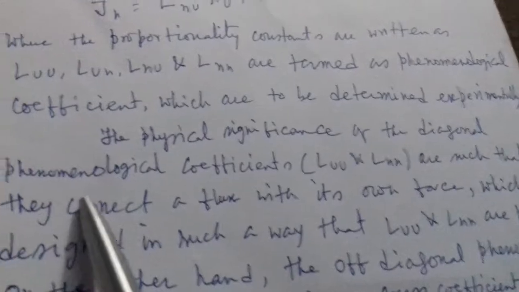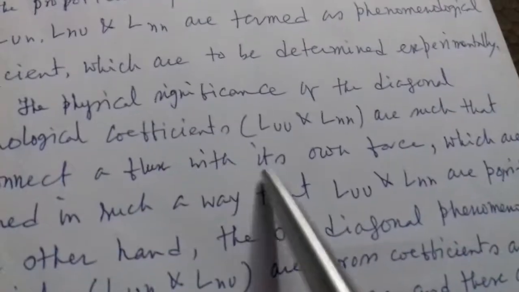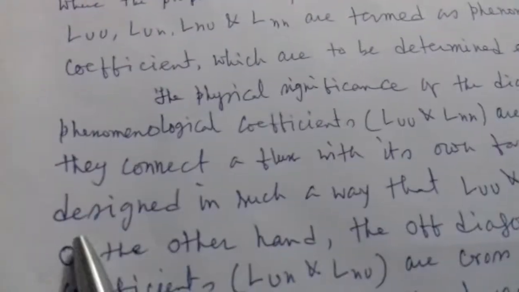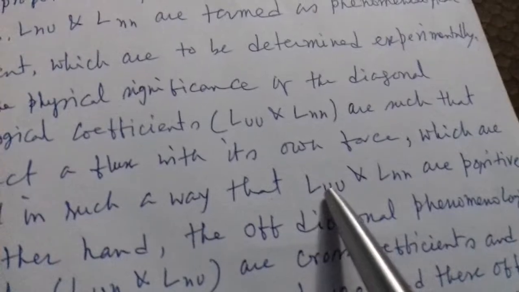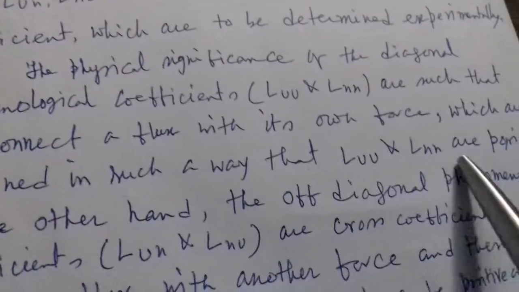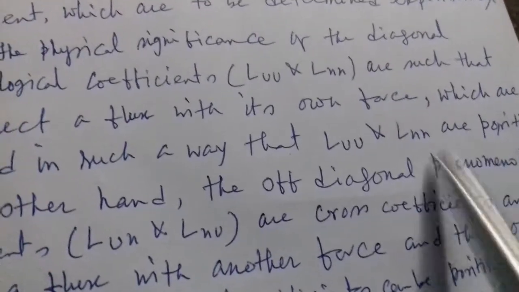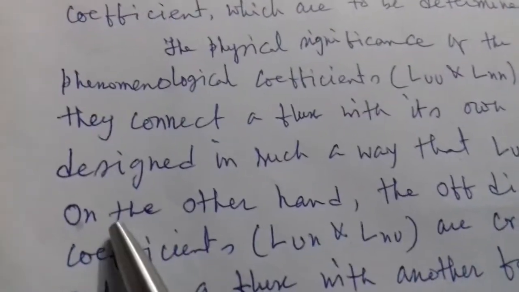So the physical significance of the diagonal phenomenological coefficients LUU and LNN is that they connect a flux with its own force, and they are designed in such a way that LUU and LNN are always positive. We can algebraically prove that LUU and LNN are positive. That will be done in the next class.